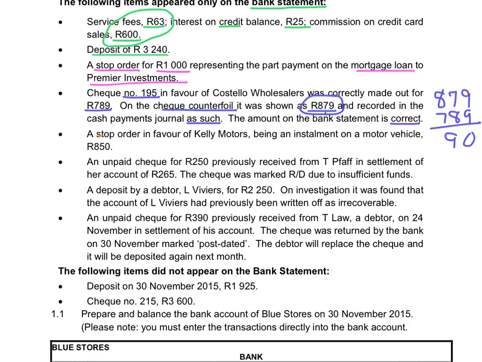A stop order in favor of Kelly Motors being installment on the motor vehicle. So the bank paid out money on behalf of the business again, 850 Rand, because we gave them instruction with a stop order that they must pay this monthly installment on behalf of the business every month. So we will show in our bank account that the money is going out of the business, so the bank account will be credited.